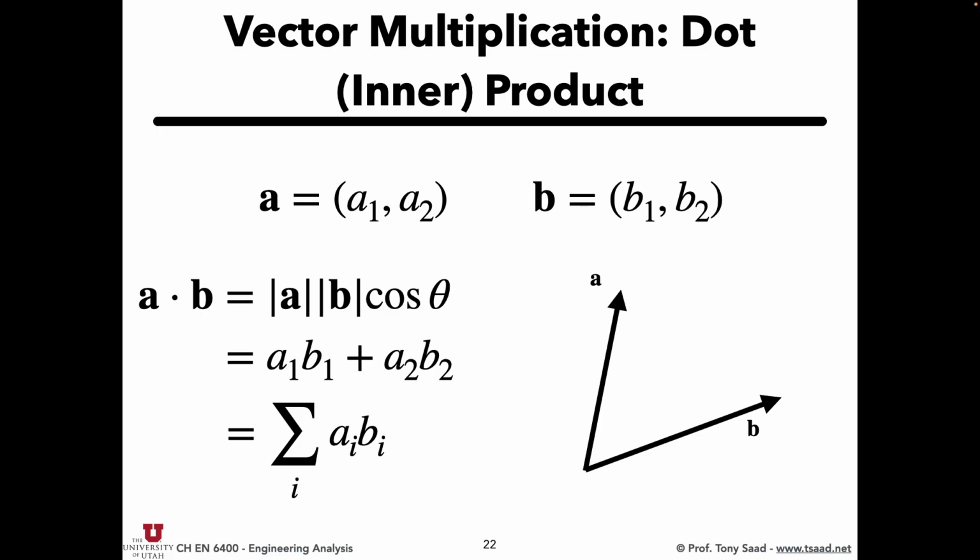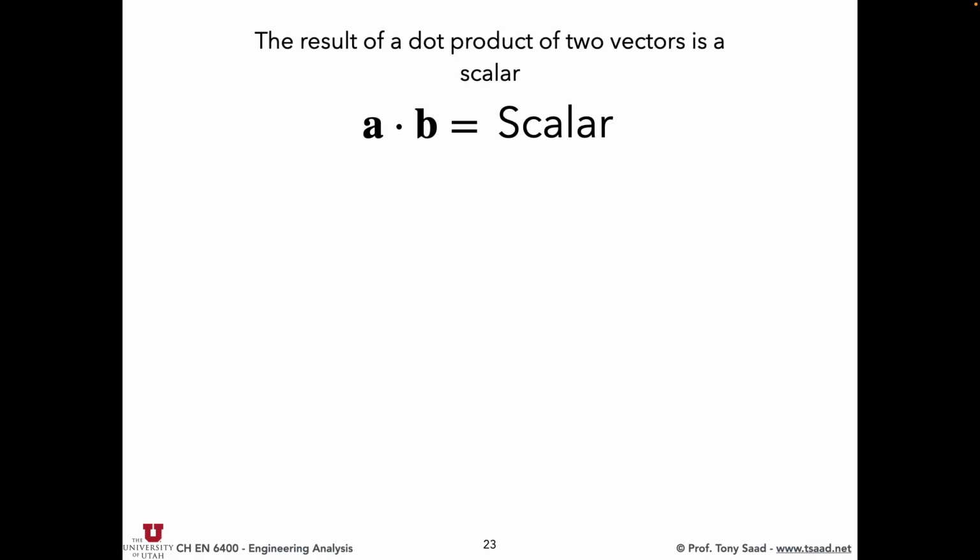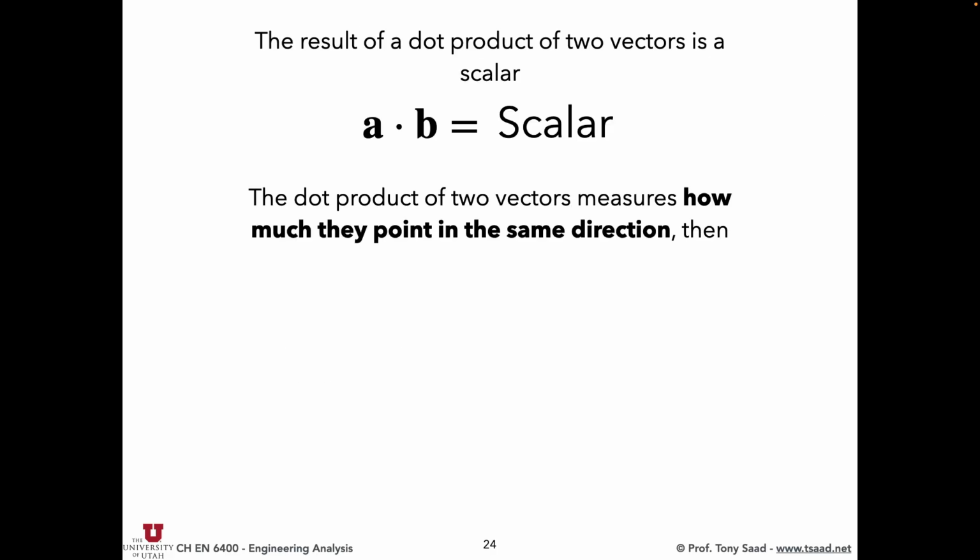But this one is somehow combining the two, A times B times cosine theta. It's measuring how parallel they are. So if they're not parallel, what does it do? If they're perpendicular, what happens? 0. And if they're fully parallel, the maximum value, right? So indeed, the dot product measures how much two vectors are parallel to each other, or a different way of saying it, how much they point in the same direction.